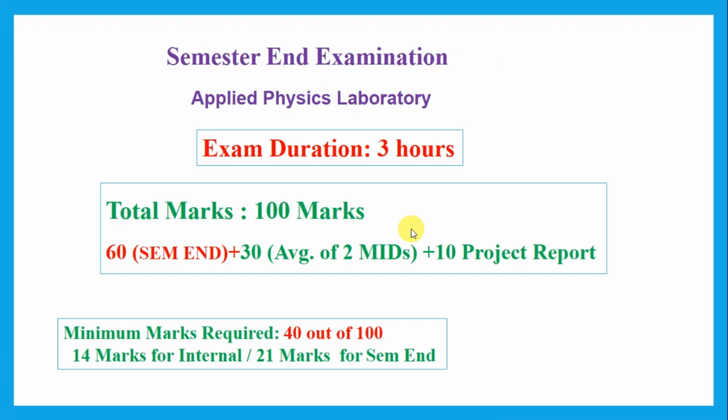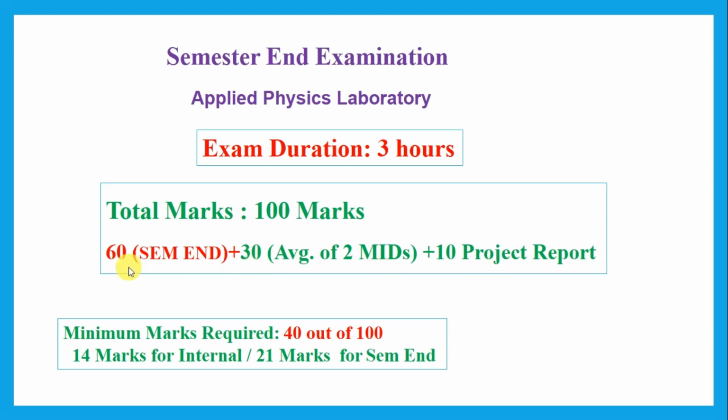First, we will see the semester end examination, its duration and splitting of the marks. Basically, exam duration will be 3 hours. In a semester, we have 100 marks for the lab. In that 100 marks, 40 marks are internal. In that 40 marks, 30 for 2 mids, the average of 2 we will take, and 10 marks for the project report.